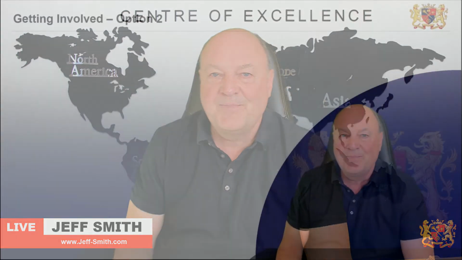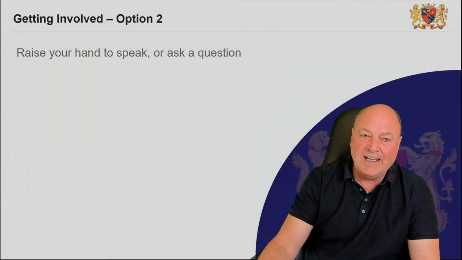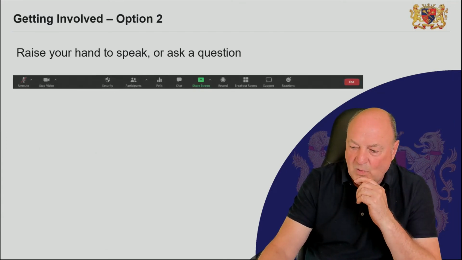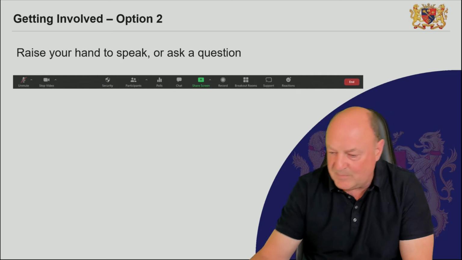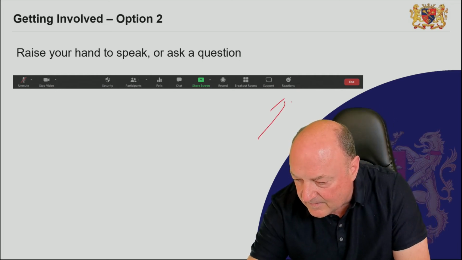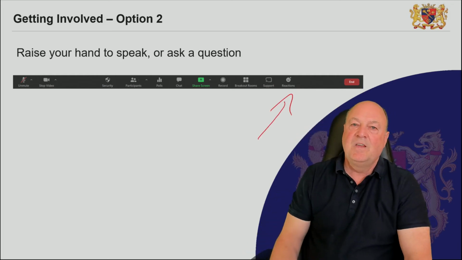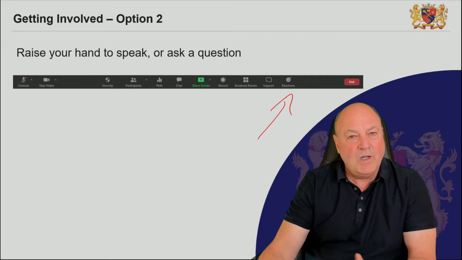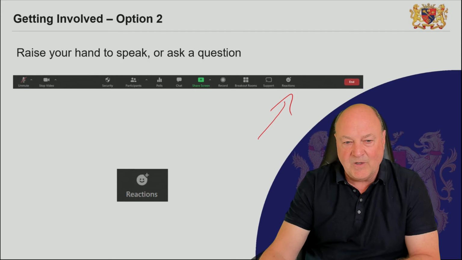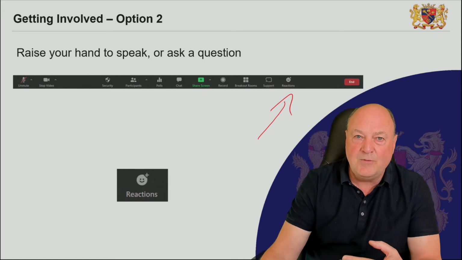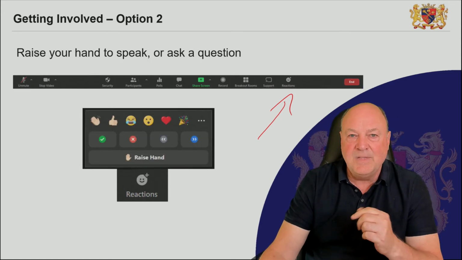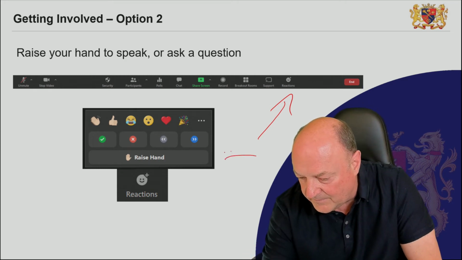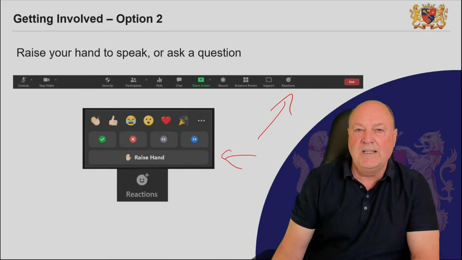Let's have a look. So let's bring up the toolbar again. To raise your hand to ask a question, what we're looking at here is this button here that says reactions. Now, there are a number of things that happen from this reaction button, but we only really want to focus on raising your hand. So when you press the reaction button, this menu comes up, and I want you to pay attention to this one, the one that says raise hand.